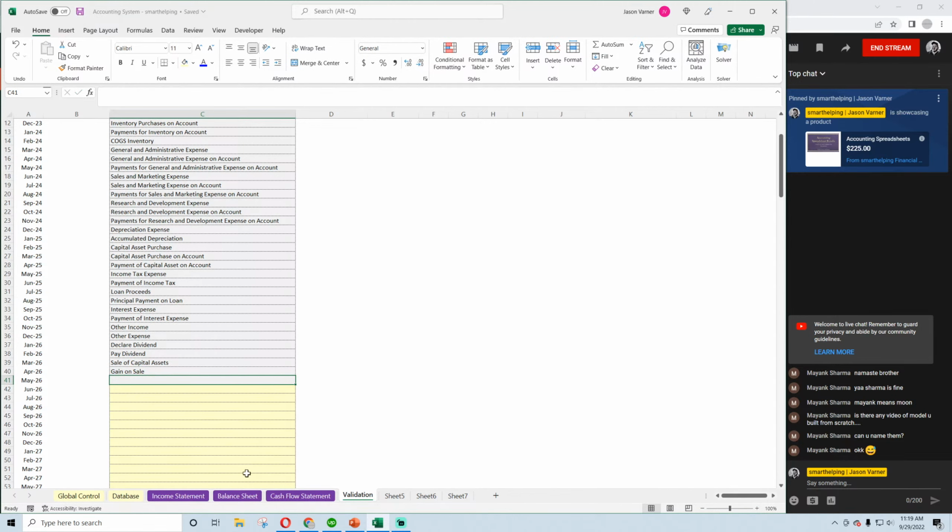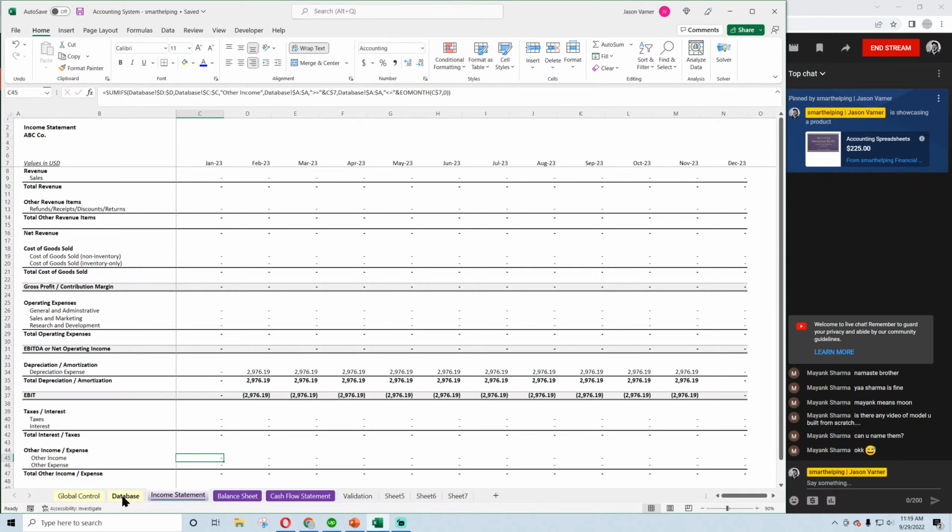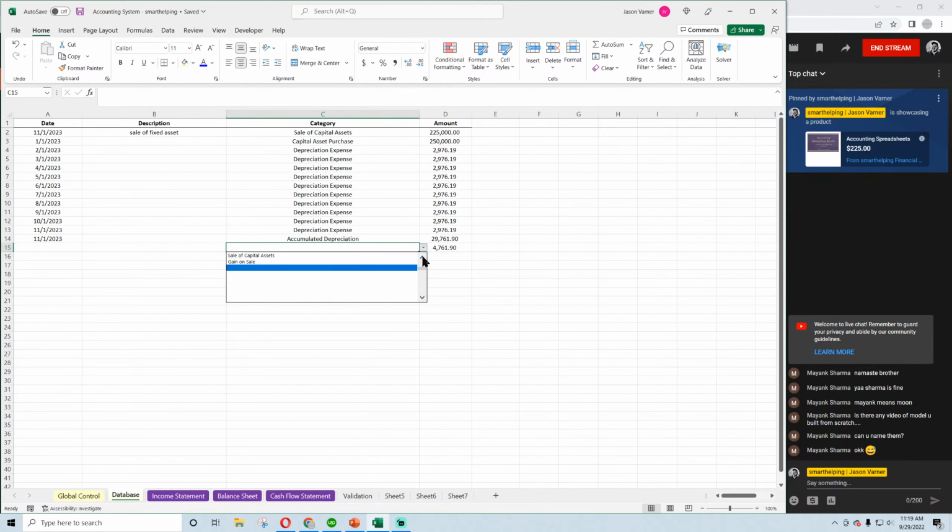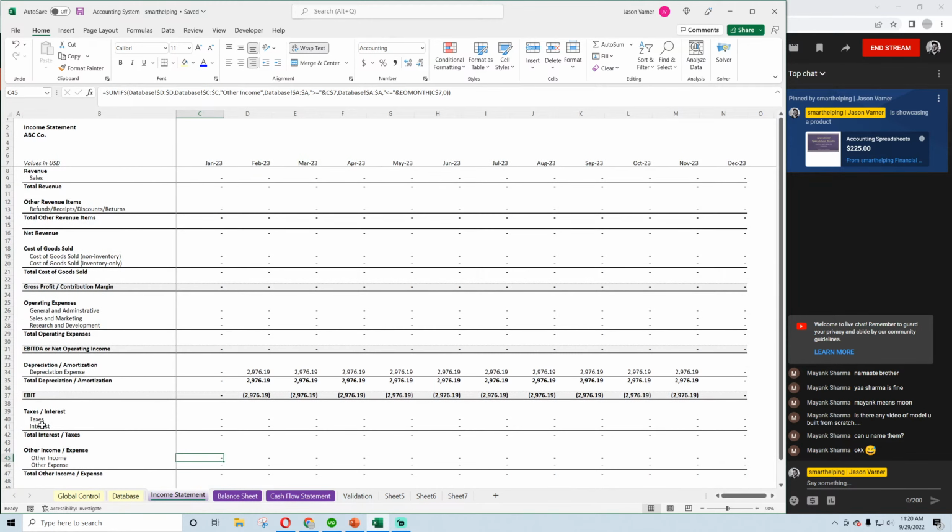Now gain on sale, we can select that. So there's our gain. It definitely does have to match your total initial purchase less depreciation. That's the value. You compare that to the sales price, and it's going to be a gain or a loss. So this amount will hit other income. So let's go to other income.